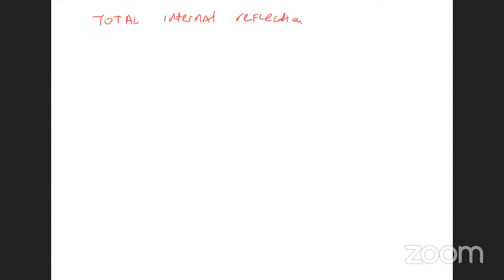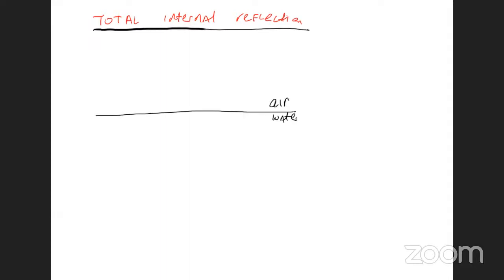Okay, all right. So what is total internal reflection, right? So if you look here, let's take a look at this. We have air and water, right? Which is more dense? Well, which is more dense, air or water? Water, right? So water is more dense than air.